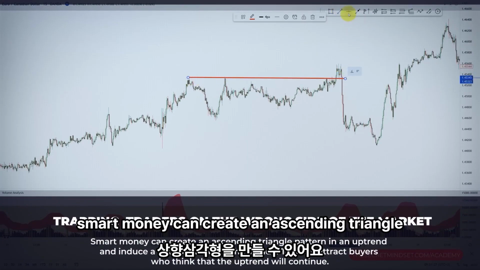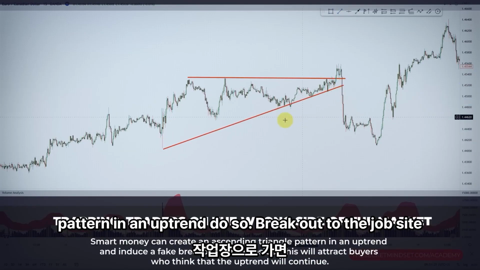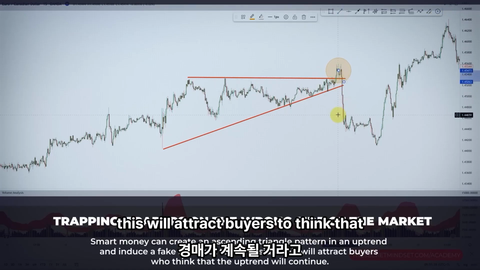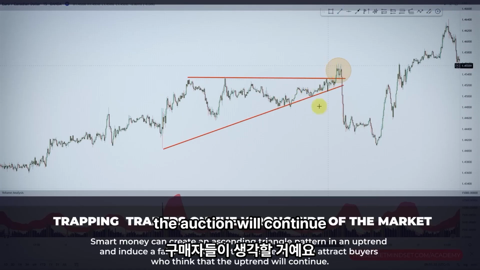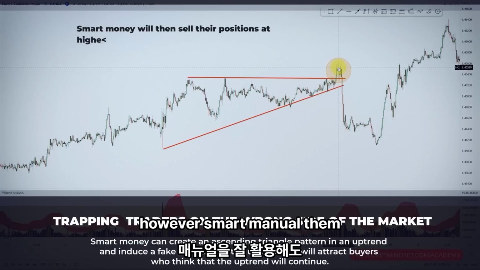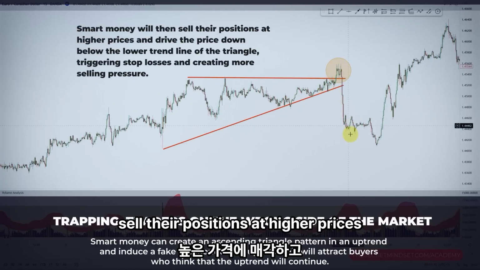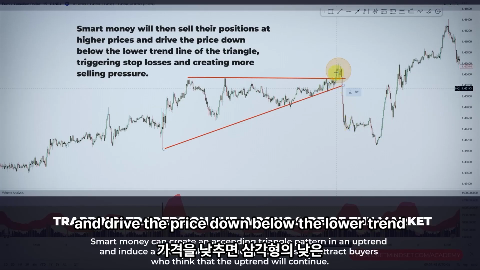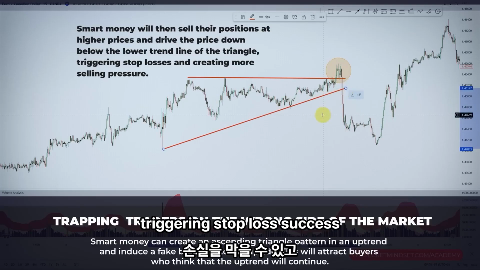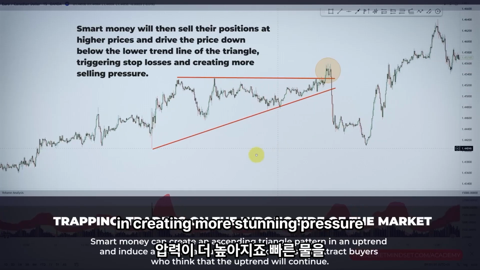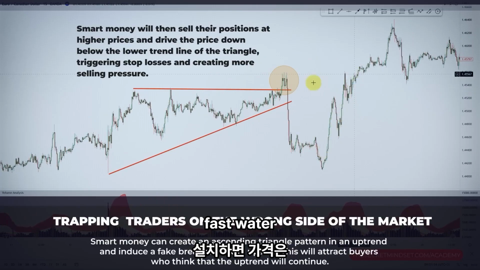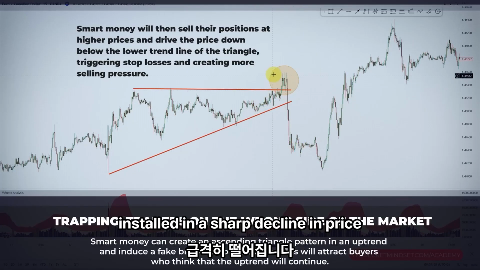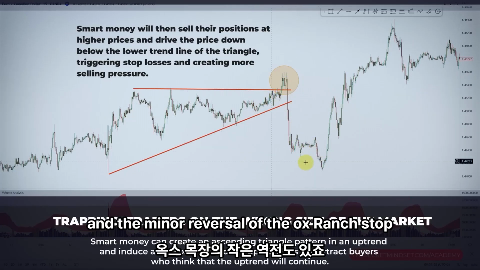For example, smart money can create an ascending triangle pattern in an uptrend and induce a false breakout to the upside. This will attract buyers who think that the uptrend will continue. However, smart money will then sell their positions at higher prices and drive the price down below the triangle, triggering stop losses and creating more selling pressure. This will result in a sharp decline in price and a minor reversal of the uptrend.